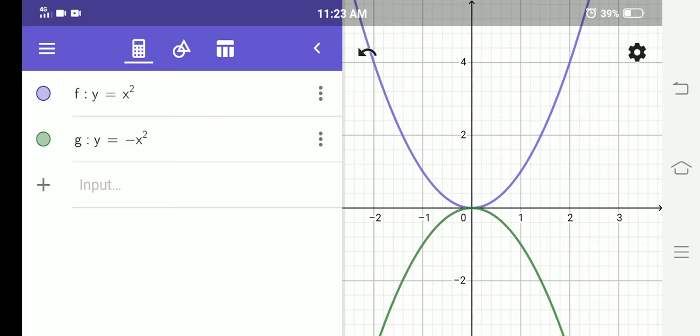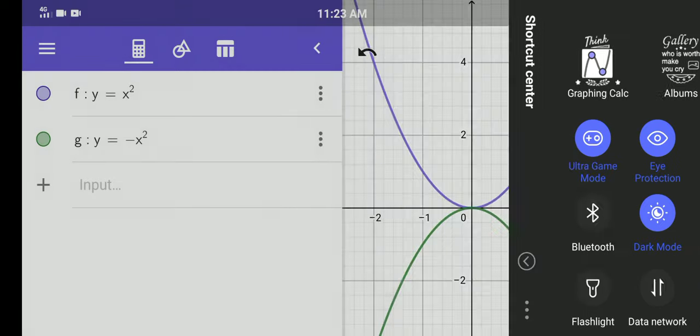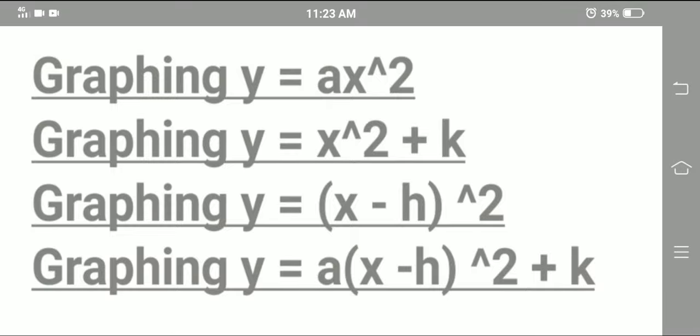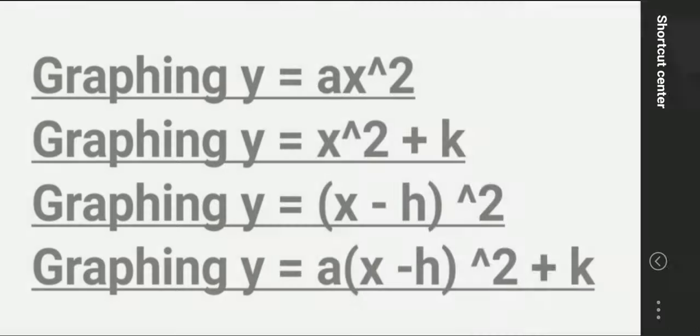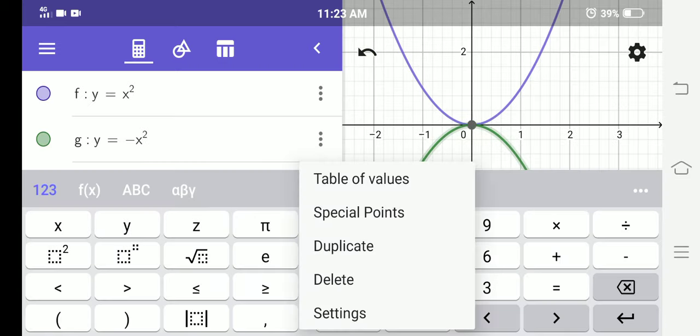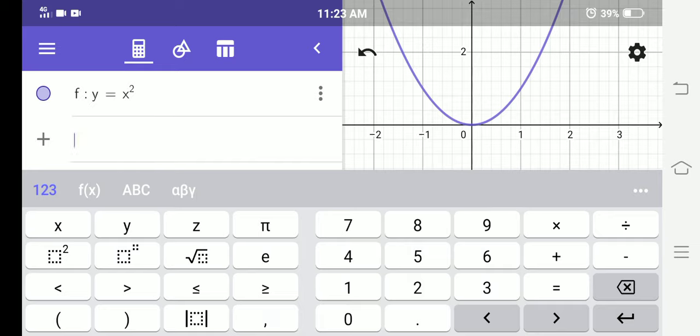Okay? Now, let's try naman changing the value of your k. Okay? So yung pangalawa naman natin, graphing y is equal to x squared plus k. Let's now change the value of your k. Okay? So, from y is equal to x squared, dadagdagan lang natin yan ng, let's say, y is equal to x squared. Dagdagan natin ng plus 1.